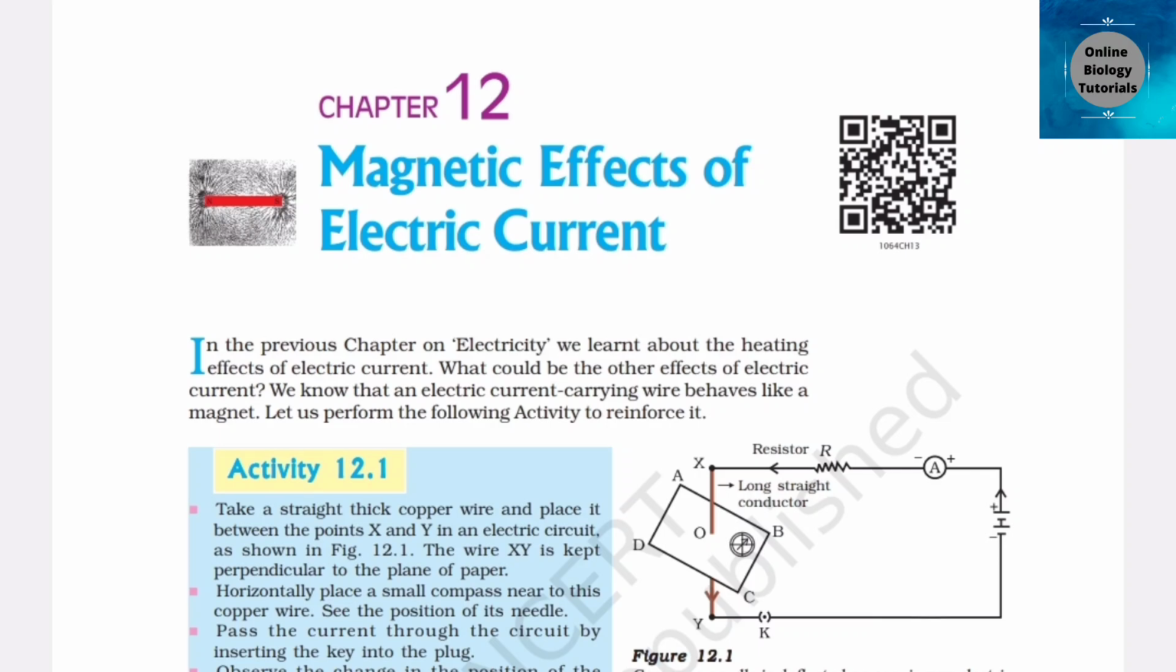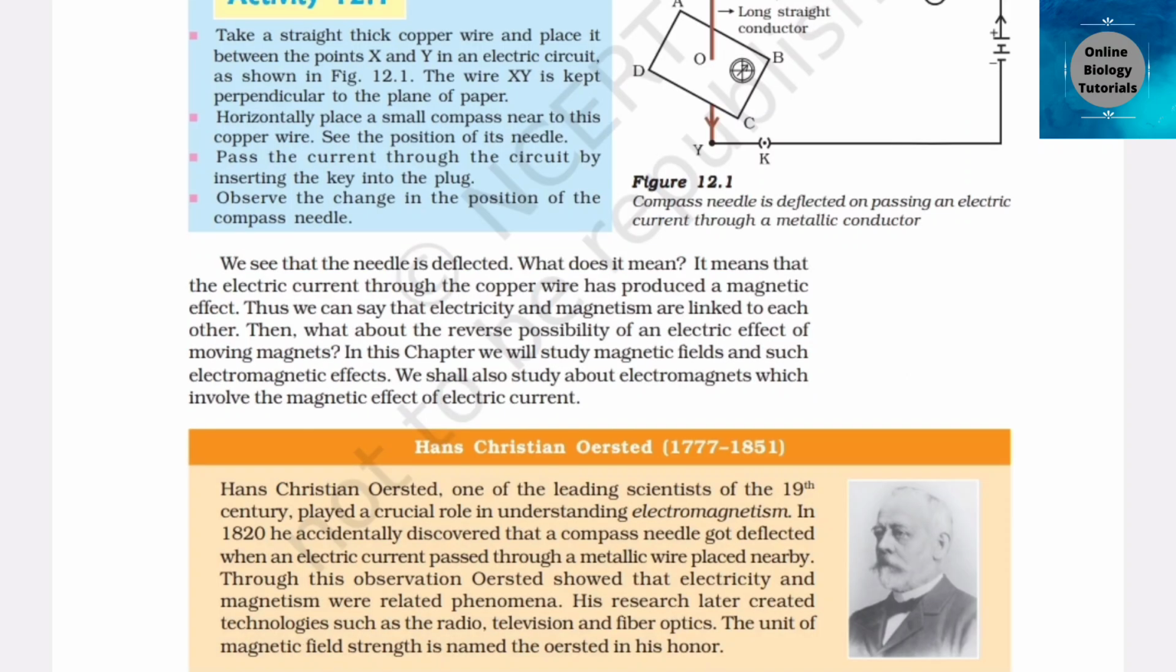Activity 12.1. Take a straight thick copper wire and place it between the points X and Y in an electric circuit. As shown in figure 12.1, the wire XY is kept perpendicular to the plane of paper. Horizontally place a small compass near to this copper wire. See the position of its needle. Pass the current through the circuit by inserting the key into the plug. Observe the change in the position of the compass needle.